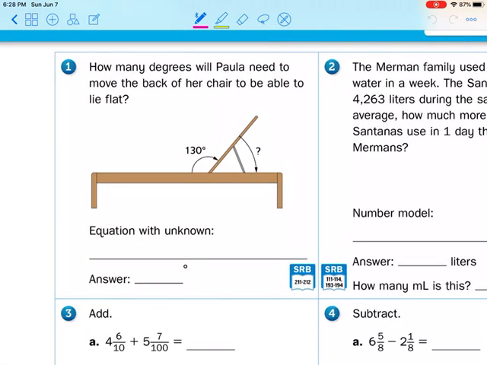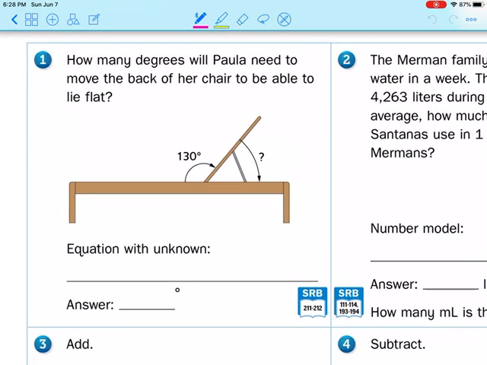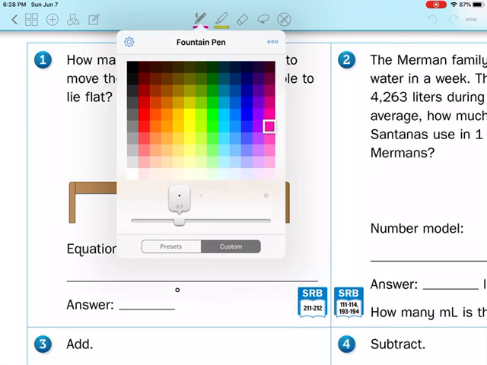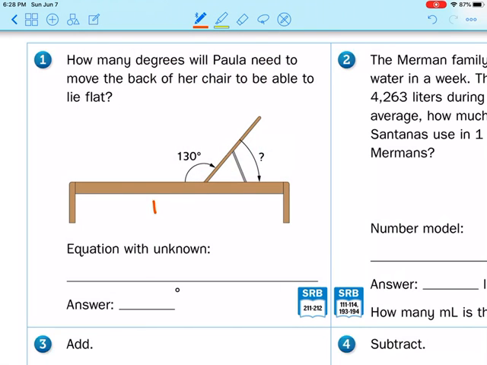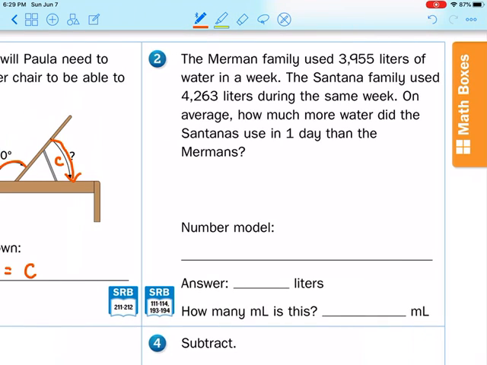All right, number 1. How many degrees will Paula need to move the back of her chair to be able to lie flat? So this looks like one of those beach chairs where you could adjust the back. Well, we know that a straight line is 180 degrees. So you would take 180 degrees and subtract 130 degrees, because we know that from here to here is 130. And that would give you the amount of space she would have to move her chair back. And if you did that, you would get 50 degrees.